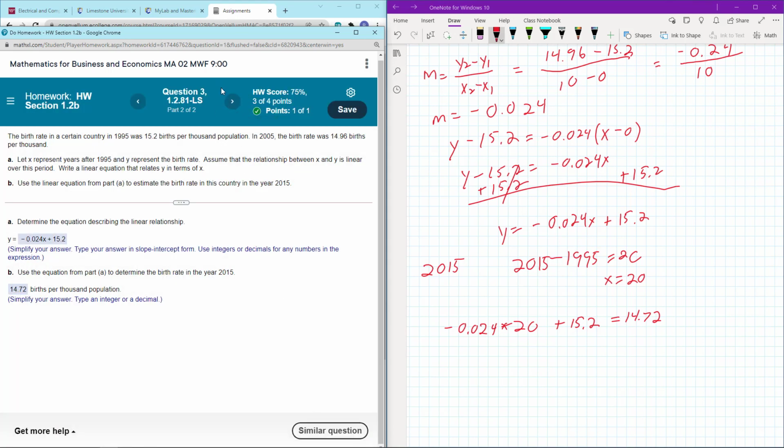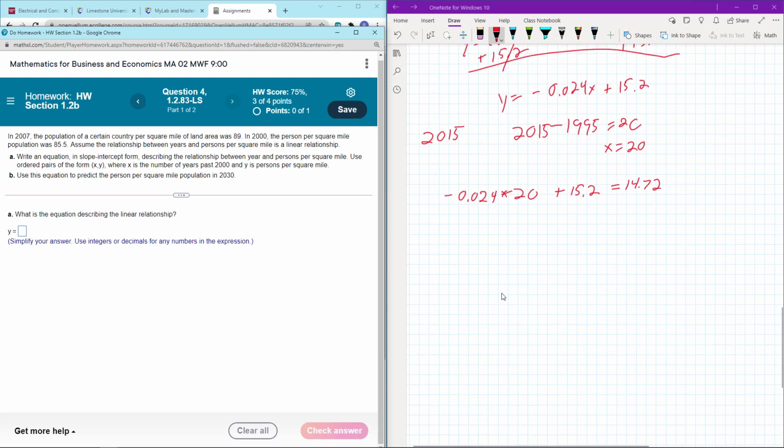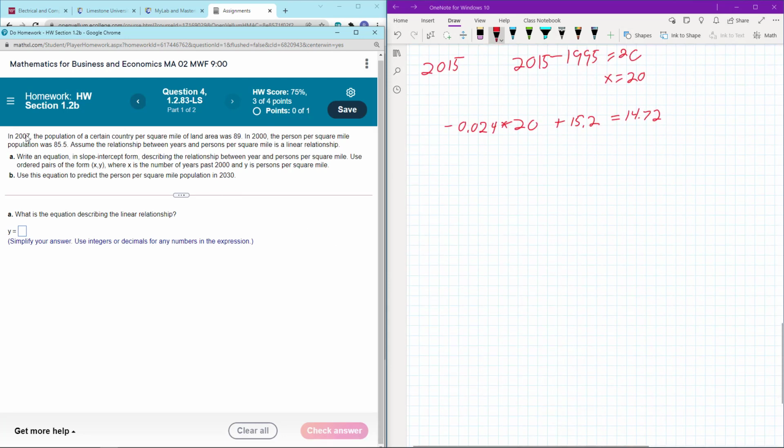For some reason, this didn't go to question 4. I don't know why. Okay, well, here is question 4. Now, in question 4, we have an issue of a population of a country. So here, the population of a certain country per square mile of land area was 89. In 2000, the person per square mile population was 85.5. Assuming that the relationship between the years and persons per square mile is linear, we want to do two things.